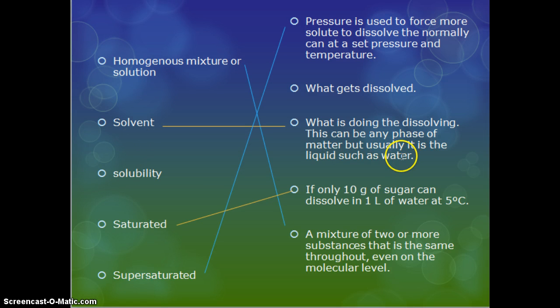So the solvent is usually our water, it's what's doing the dissolving. Homogeneous mixture or solution, a mixture of 2 or more substances that is the same throughout, even at the molecular level. Saturated, it's how much can dissolve in a certain amount of the solvent at a certain temperature and pressure.